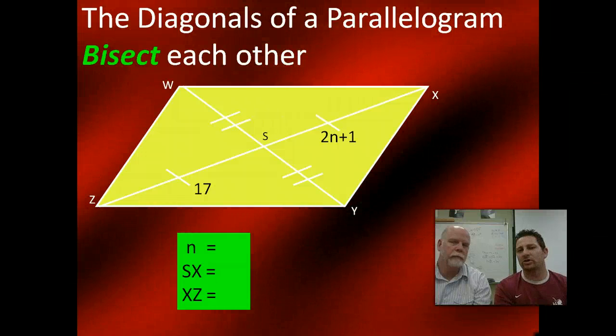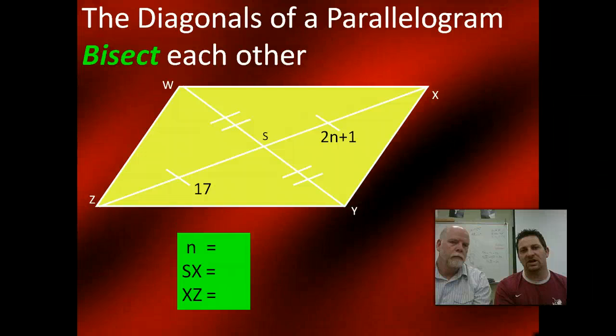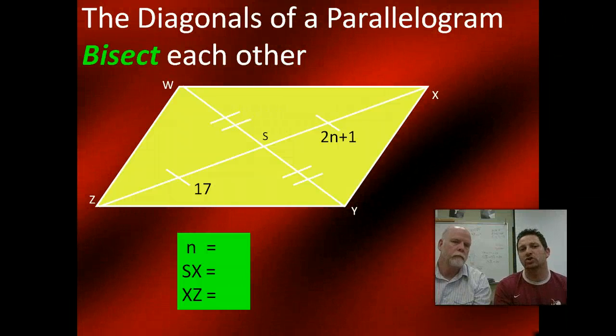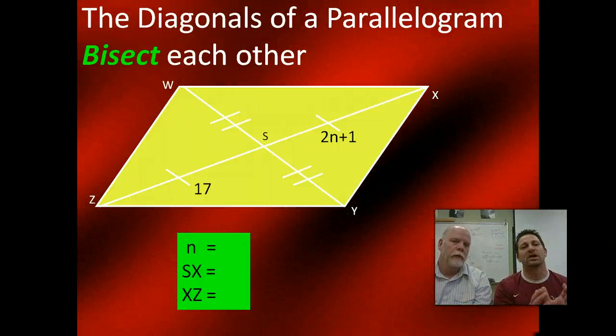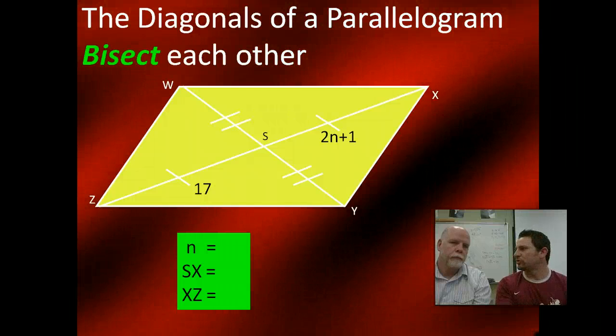Look at the drawing and look at our hash marks here. You see that 2n plus 1 and 17 have one hash mark apiece, so those two are congruent. But then WS and SY each have two hash marks. So remember, 1 is different than 2 there, and you've got to be real careful. Yes, they cut each other in half, but not all of those halves are congruent to each other, if that makes sense.